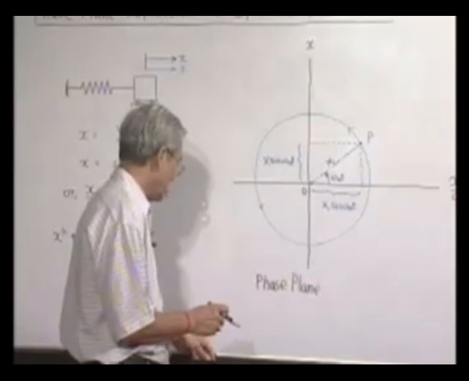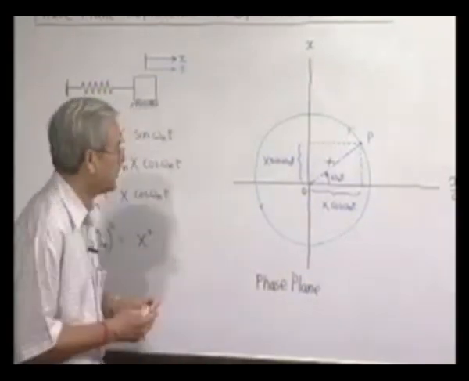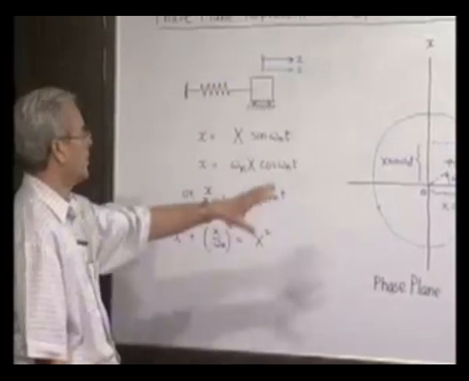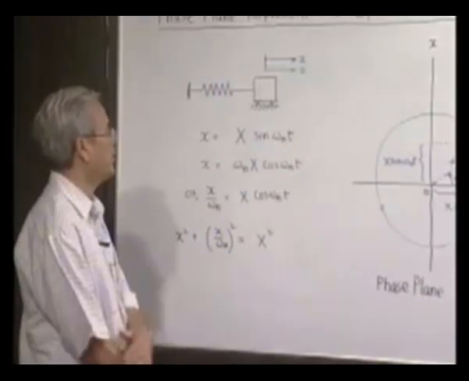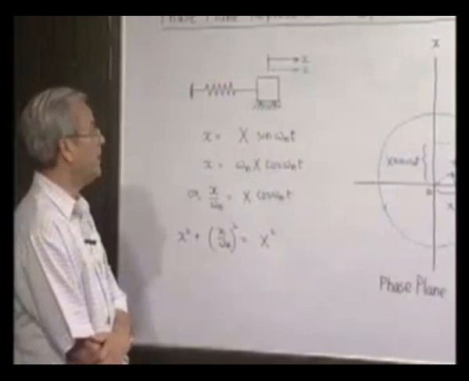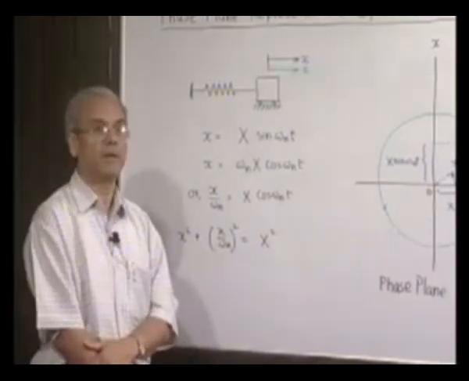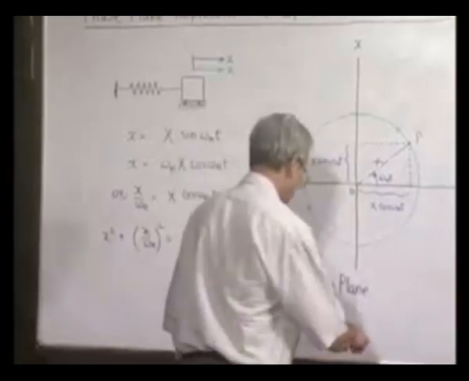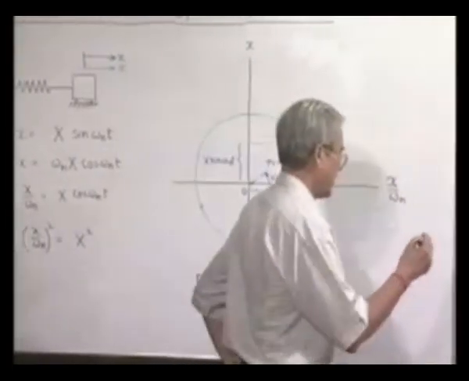Now this concept that the representation of a harmonic oscillation can be made with the help of a circle in the phase plane is a very useful concept, mainly because circles can be drawn very quickly and conveniently. It has other use also. For example, let us take a simple example.